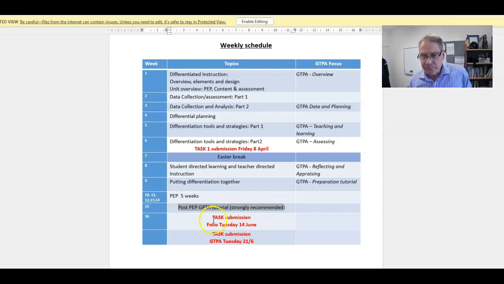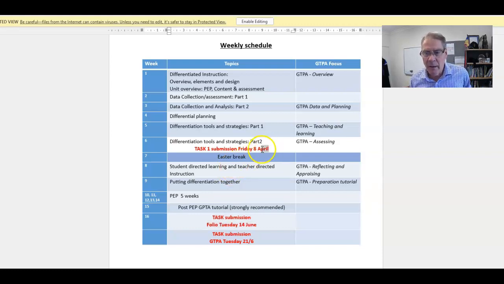Your submission for the GTBA is 2 weeks after your prac has finished. That's a mandated time, it cannot be extended. Your folio, your prep folio with mentor reports, etc., is a smaller folio this time. There are no lessons you've got to gather together or anything like that. You'll be 1 week post-prac.